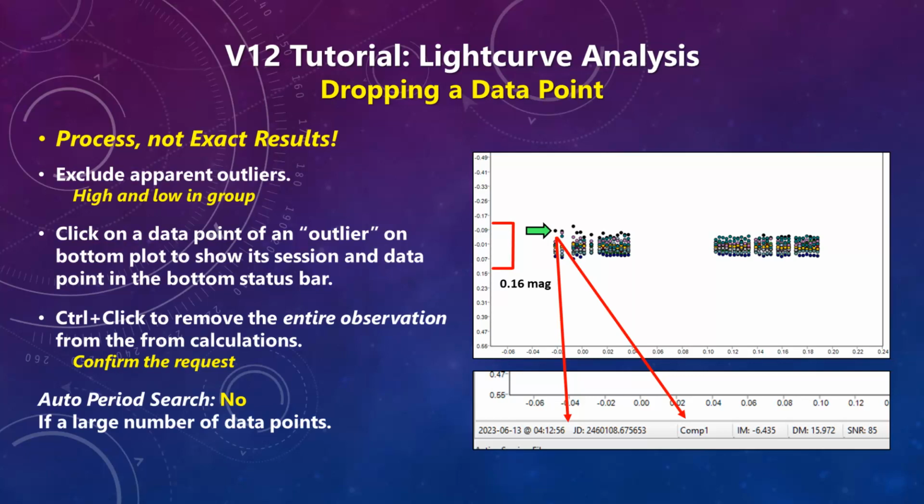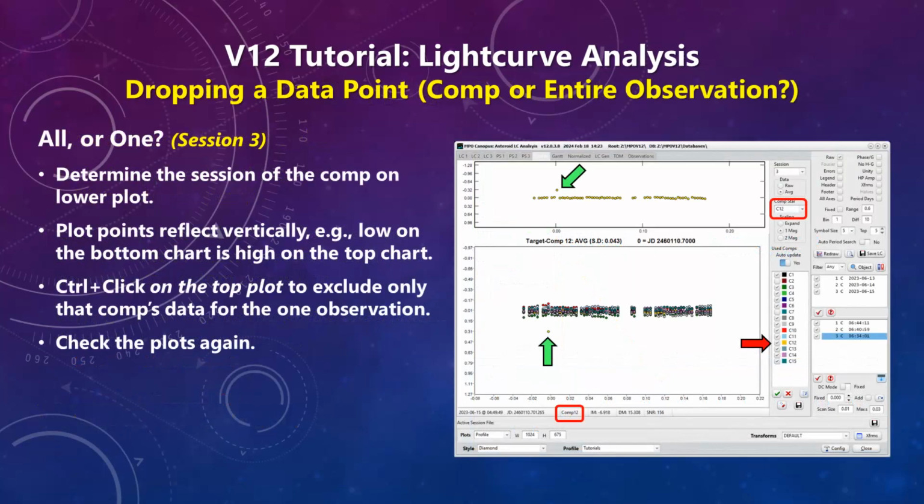Click on a data point that appears to be a bad comp star. In this case, the bottom status bar reports that the point is in session 1. Control+click on the data point, and confirm the message to remove the entire observation from the calculations. If a comp star has one bad observation, but all the others in that observation are okay, you don't have to delete the entire observation.